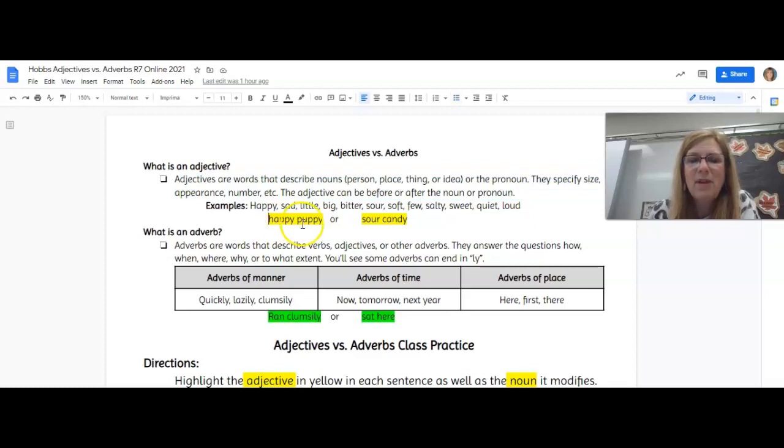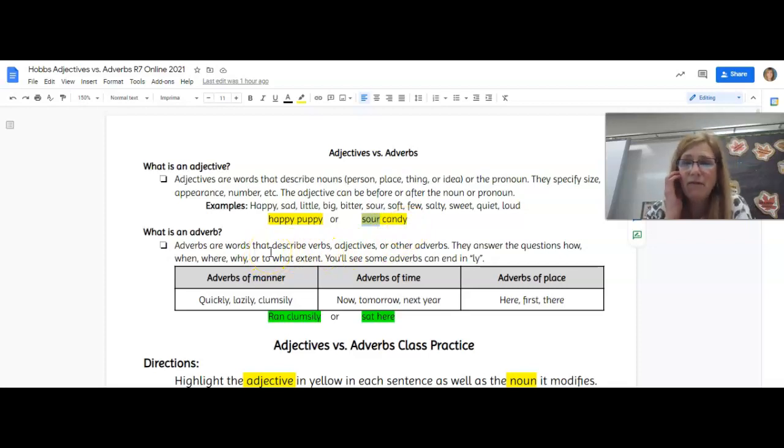So if I say a happy puppy, puppy is the noun, and the happy is what describes the puppy. So if an adjective describes a noun, happy is describing the puppy. Another example, candy. Candy is the noun. What kind of candy? Sour candy. So sour is the adjective that is describing this noun.